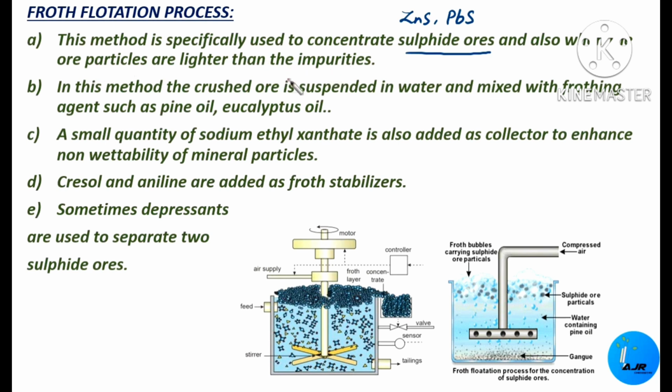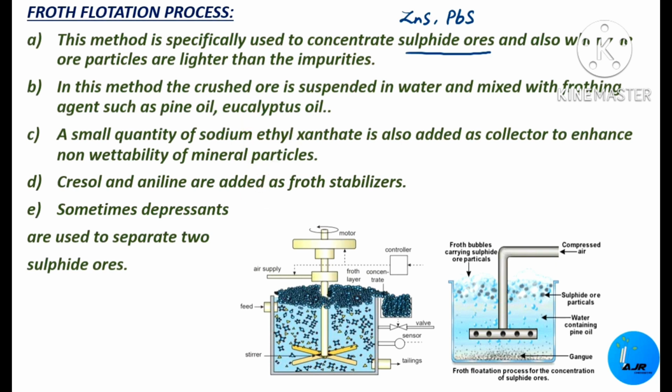Here, the lighter ore particles are separated from the impurities, meaning the impurities will be heavier here. For those types of ore particles, we make use of the froth flotation process. In this method, the crushed ore is suspended in water. This methodology has different steps.